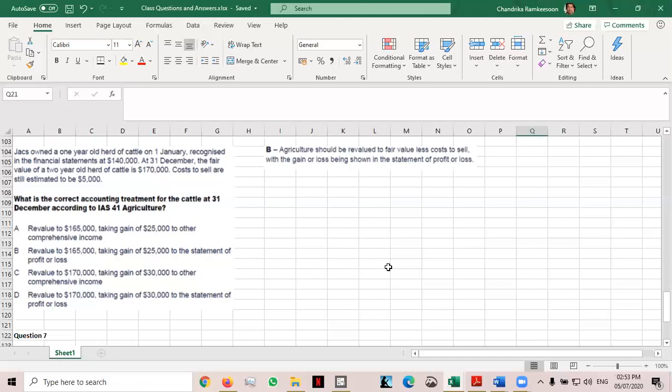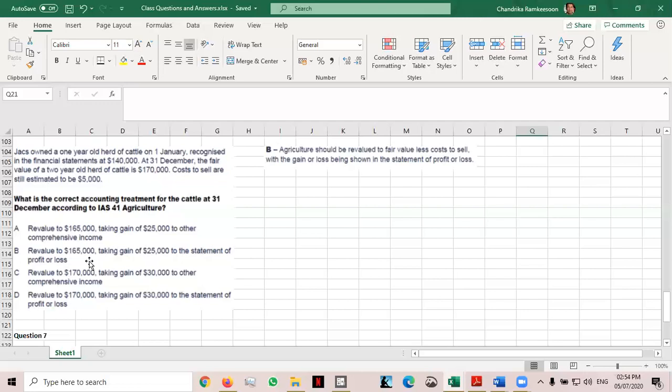Value to 165, taken gain at 25 to other comprehensive income. Now remember at the start of the year, the herd was worth 140,000. At the end, it was 170,000 and cost to sell was 5. 140 to 170 is 30, and 30 minus 5 is 25. So that's possibly why this one states here we value to 165, taken gain at 25 to OCI. We value to 165, taken gain at 25 to statement of P&L.